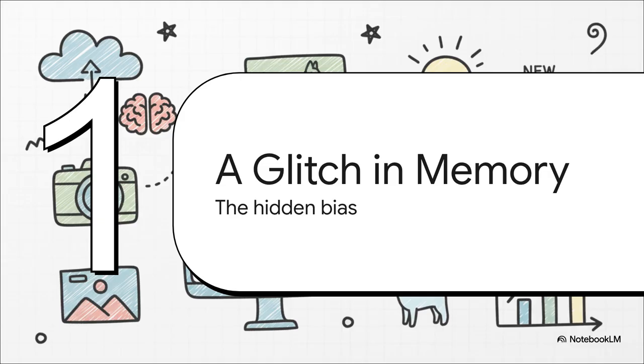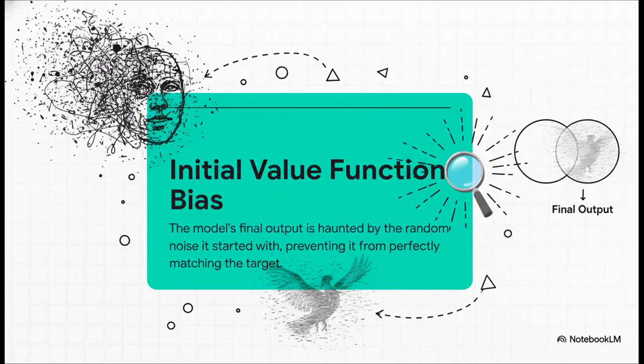But here's the catch. The way we've been doing this often fails. It produces these bizarre, distorted images because of a hidden flaw in the AI's memory. It's called the initial value function bias. Now, that's a mouthful, but here's what it really means.